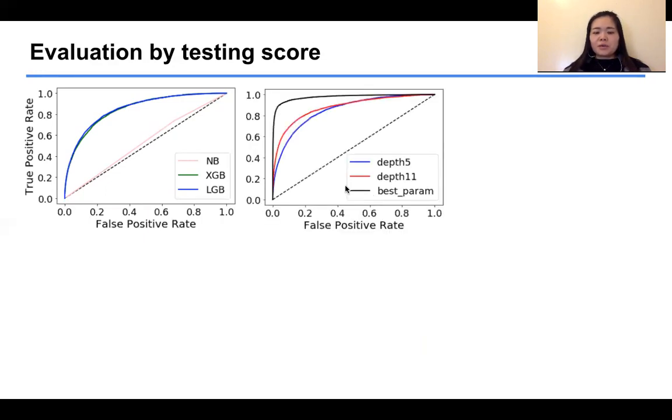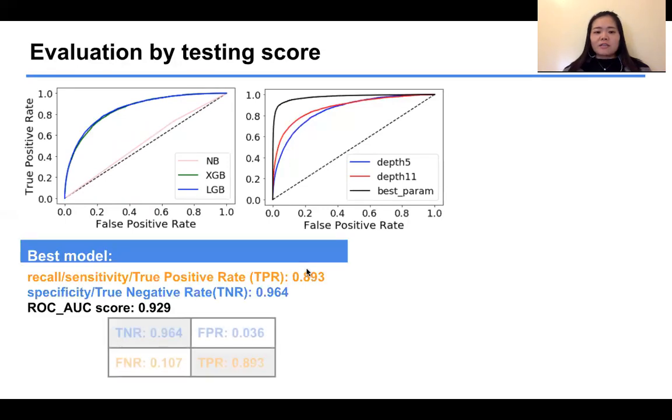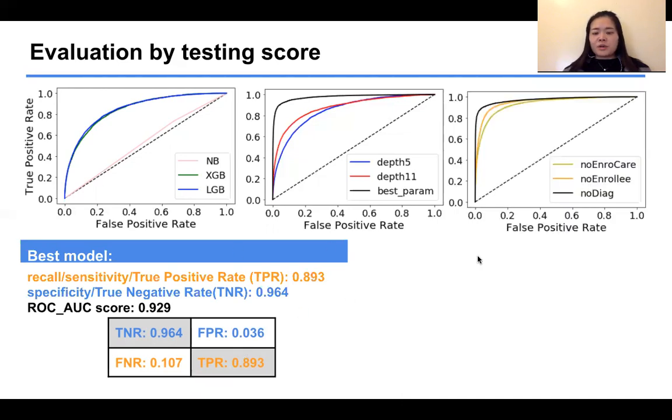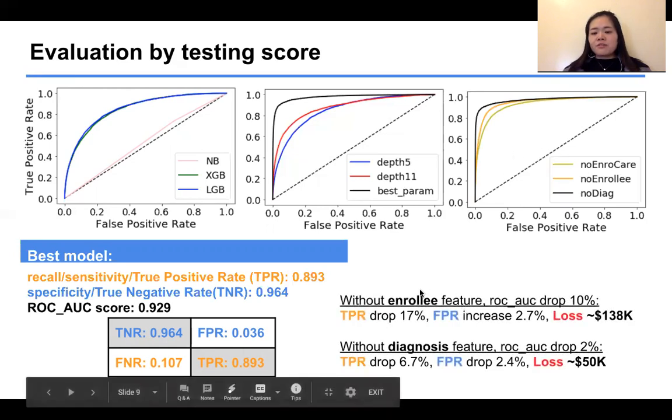Further tuning the model with parameters, as well as upsampling the training data to balance the data sets, I got the final best model with the indicated positive and negative rates in this confusion matrix. I further used this model to explore the importance of features. For example, without the enrollee feature, all the scores will drop and lead to a loss of over 100K, while without the diagnosis feature, the loss will be about 50K.